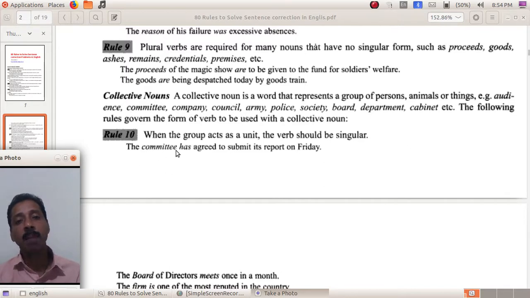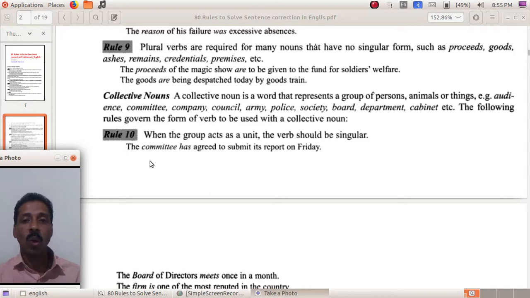While we use the committee, we can take it as a single unit. So if we want to show that we are taking it as a single unit, a singular verb is to be used. But we know, while we say a committee, sometimes there will be many members. For example, consider that 10 members are there in the committee. And if we have to take them separately, individually, one by one, this "has" should be changed to "have".